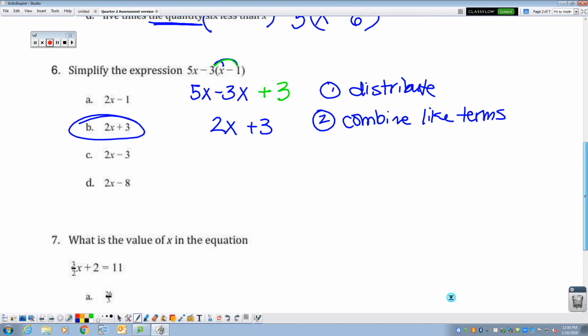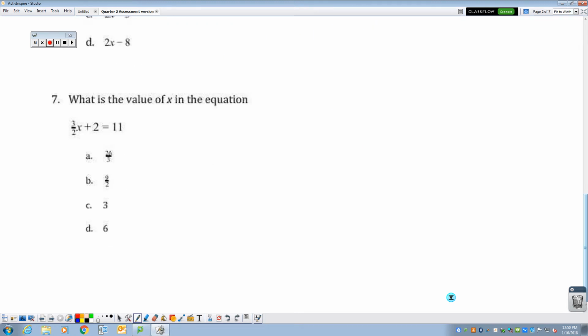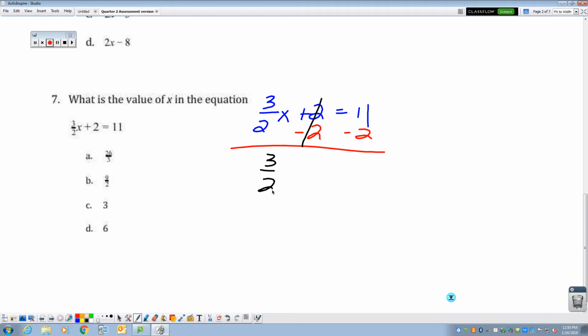Number 7. We looked at this one in class, but we didn't solve it. We actually substituted the choices. So now I'm actually going to solve it. So the first step is to move the constant away from the x, and that's this 2. We need to get out of here. And when we do that, we're left with 3/2 x equals 9.